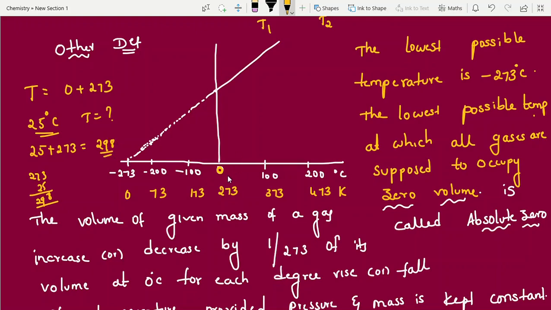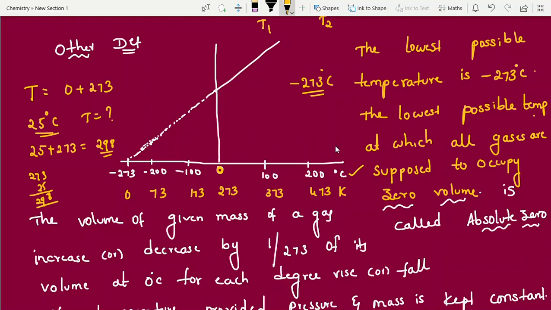I have taken degree centigrade first on the graph: this is 100, 200 like this. Going to the left-hand side, this is minus 100, minus 200, minus 273. I have taken the graph, students. See where the volume becomes 0. At minus 273 degrees centigrade, the volume becomes 0.